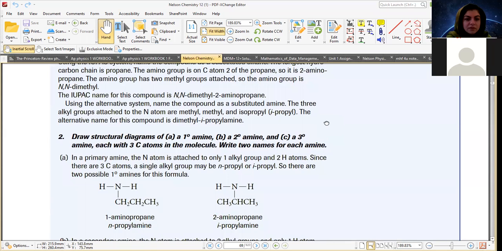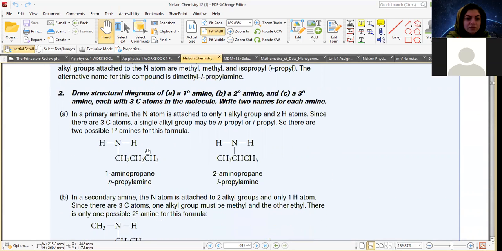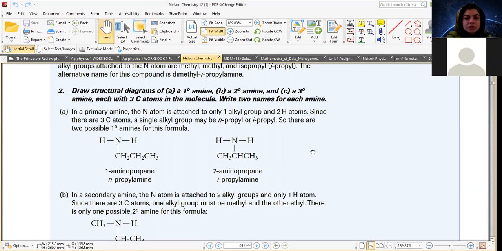Draw a first amine, second amine, and third amine, each with 3 C atoms in a molecule. Write 2 names for each amine. So for your first degree, of course, the N is just attached to 1 carbon, and it's going to be 1-aminopropane or N-propylamine. Here is N attached to a carbon. This carbon is attached to 2 more carbons, right? It's going to be second degree.